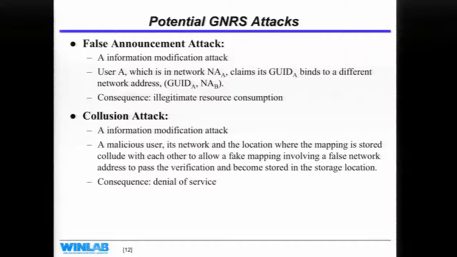A more sophisticated attack is the collusion attack, which involves multiple protocol participants, for example, the mapping owner, its network, and the mapping storage location. All of them collude with each other and allow a fake mapping with a false network address to pass all the verifications and be stored at the mapping storage location.